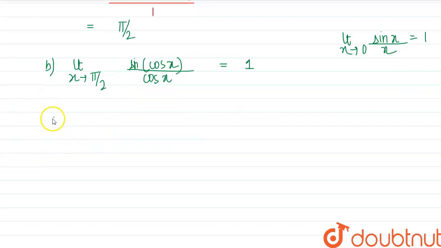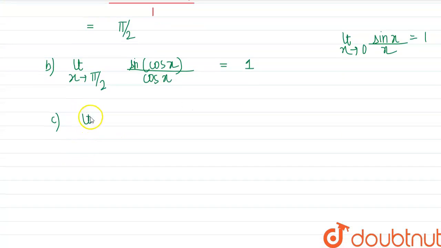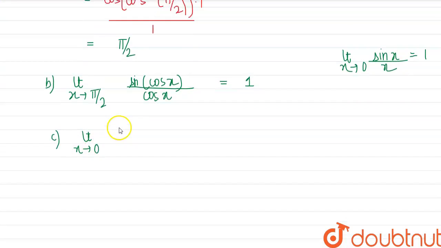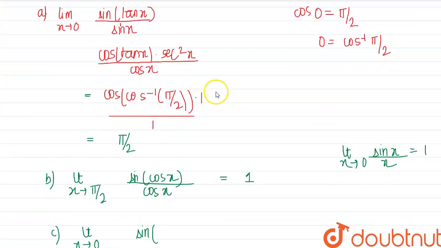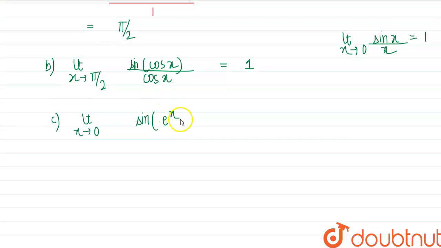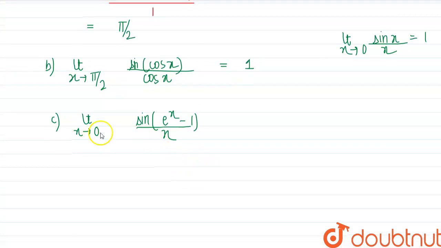Now we can go on to option C. Option C is limit x tends to 0 of sin(e to the power of x minus 1) by x. Okay, so this is e to the power of 0, that is 1, minus 1, sin 0 is 0, and this is 0. So this is again 0 by 0 form. We can apply L'Hopital's rule.